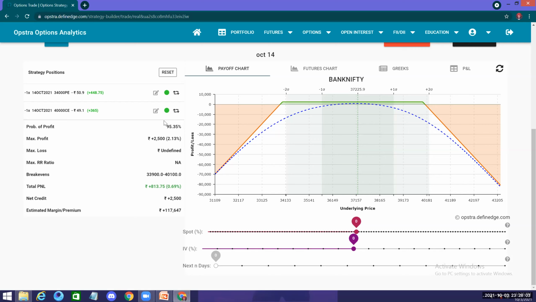Check my probability of profit percentage: 95.35. The chances of my failure are less than 5%. I will make 2,500 rupees, which is 2.13% on the total capital of 1,17,000 I have deployed. My break-even range is between 33,900 and 40,100. And in a single day, I'm standing at a profit of approximately 800 rupees plus.